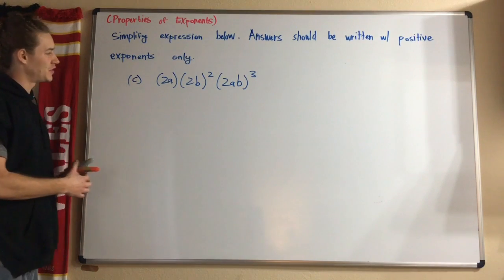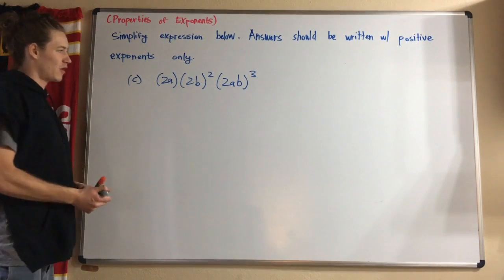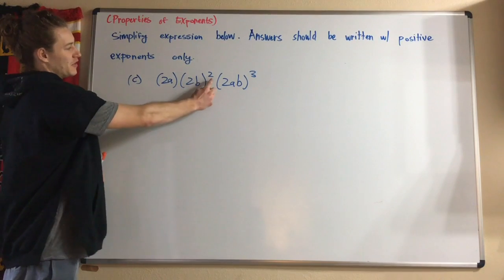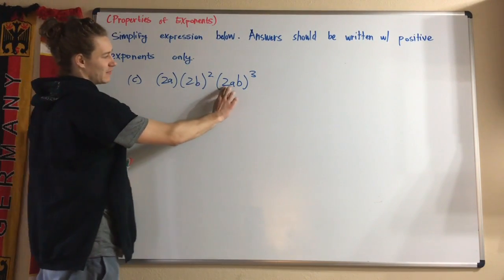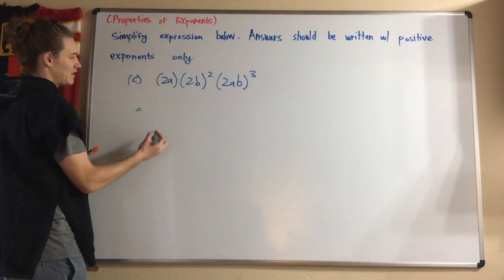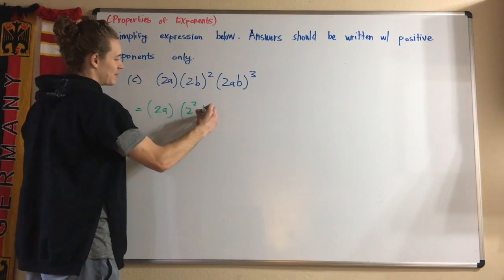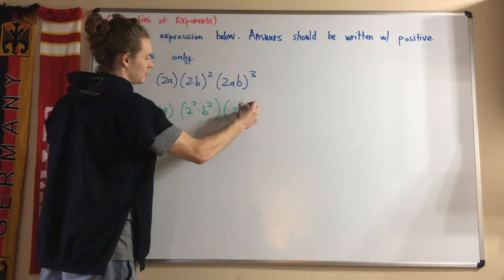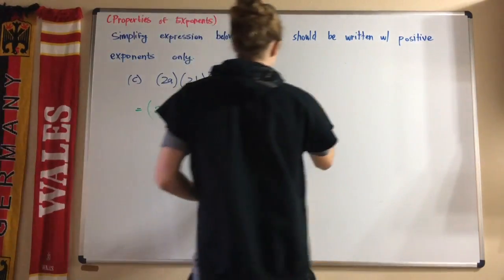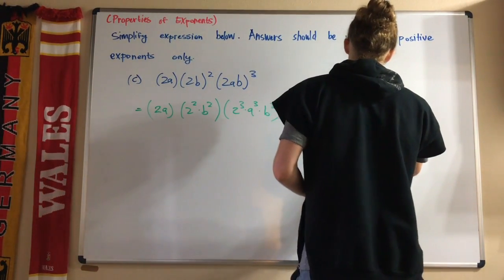Part C. 2a times the square of 2b times the cube of 2ab. So what are we going to do here? What properties might we use? We're going to end up using at least a distributive property because we have a product raised to a power. We have another product raised to a power. So we'll start with the distributive property. We can say that this is 2a times 2 squared times b squared times 2 cubed times a cubed times b cubed. And how did we do that? Again, the distributive property of exponents.